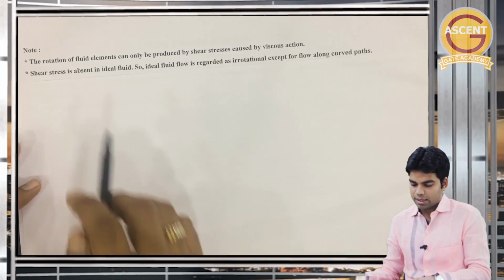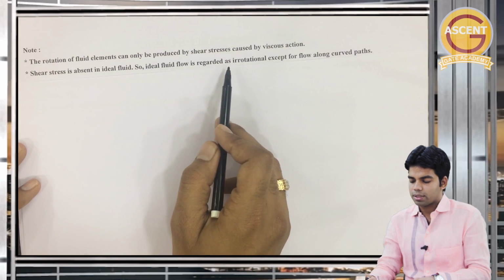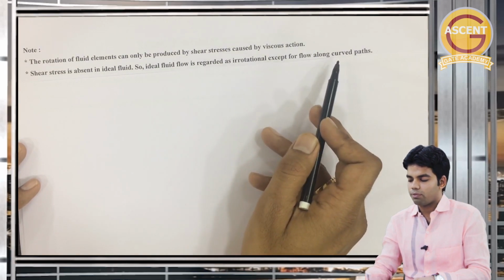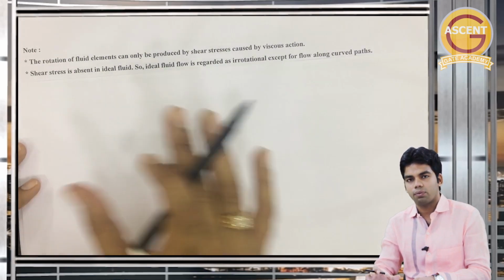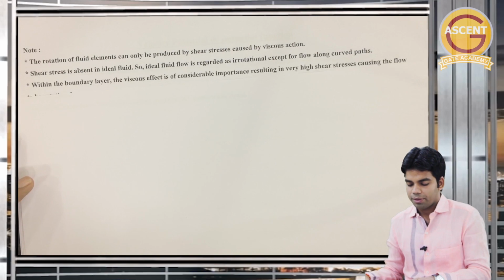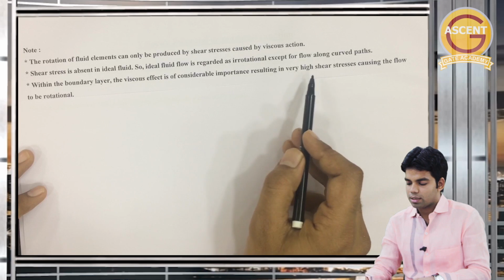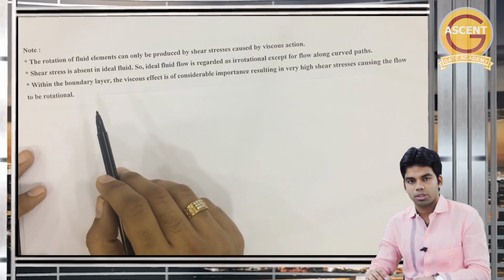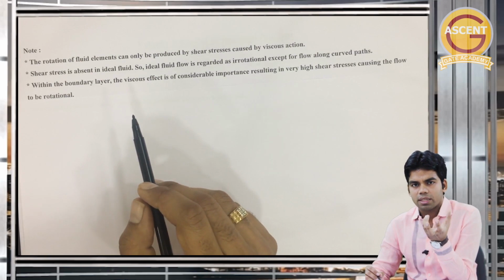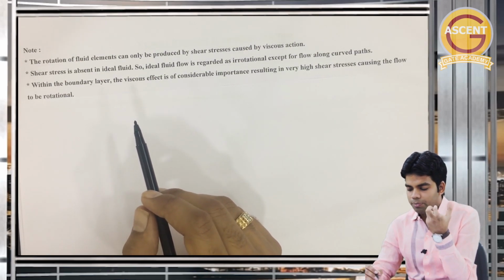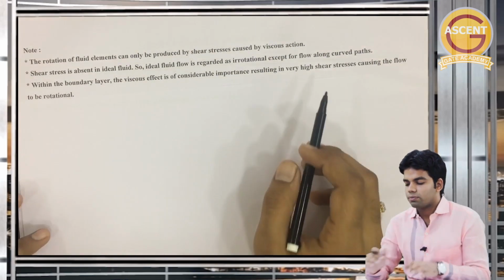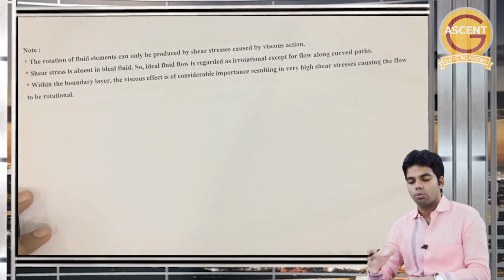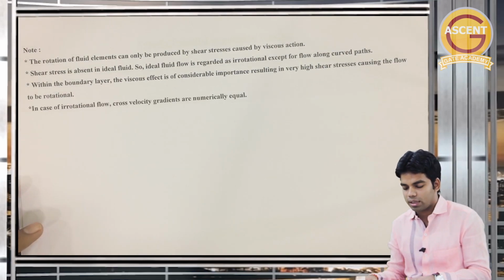Second note, the shear stress is absent in ideal fluid, so the ideal fluid is regarded as irrotational except for flow along curved path. The shear stress is absent in ideal fluid, so the flow of ideal fluid is always irrotational. Next, within boundary layer, the viscous effect is of considerable importance, resulting in high shear stresses causing the flow to be rotational. As we will see this in boundary layer, you can see the lecture. So there the viscous effect is of very much importance. Therefore there is very high shear stress which causes the flow to be rotational. In boundary layer, the flow is generally rotational.